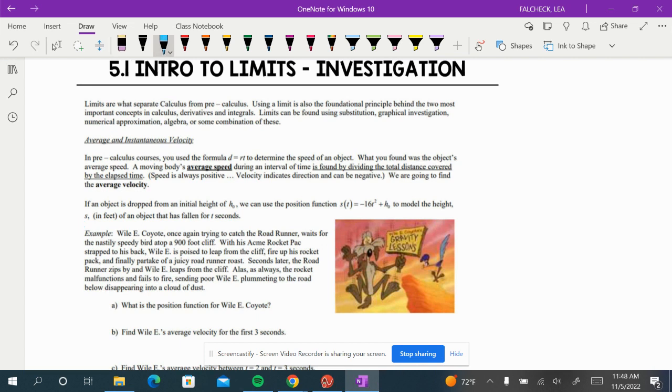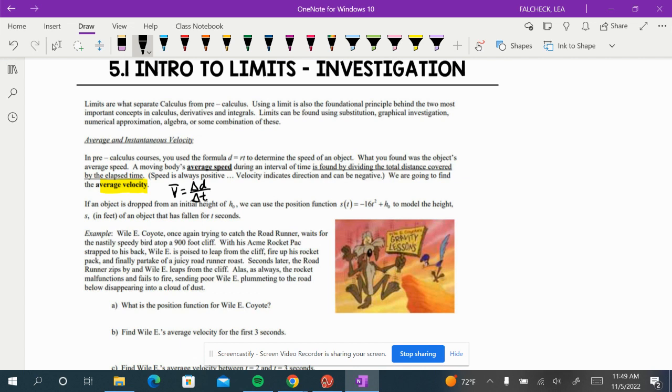Hello, welcome back. So while you were reading, you should have seen something mentioned called average velocity. And you might remember average velocity from physics, right? The only real difference between average velocity and speed is that we can find average velocity with the change in distance over the change in time. And the only difference between speed and velocity is that velocity has direction and it can be negative.